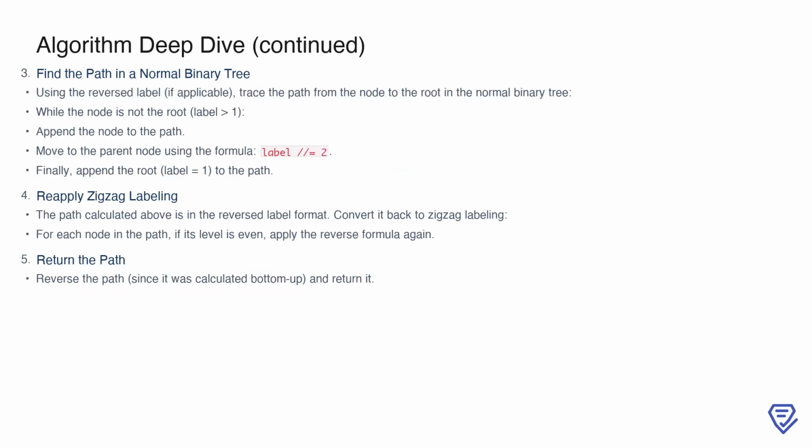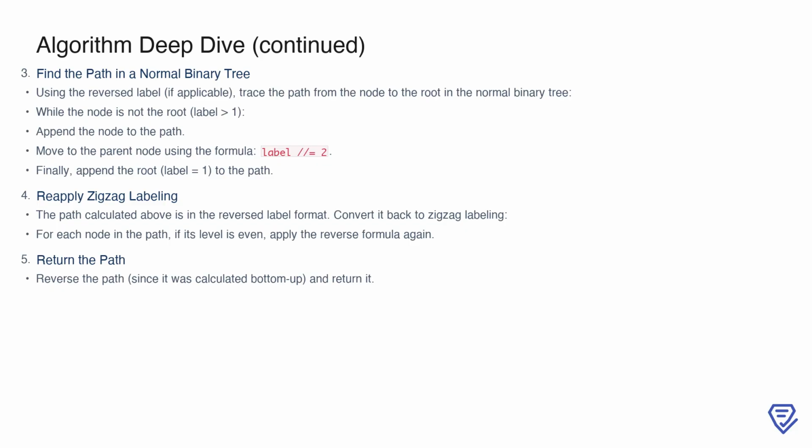Once the label is converted to match a standard binary tree, the next step is to trace the path from the given node back to the root. Starting with the reverse label, we repeatedly append the current node to the path and move to its parent node using the formula label divided by 2. This process continues until we reach the root, which is represented by label 1.